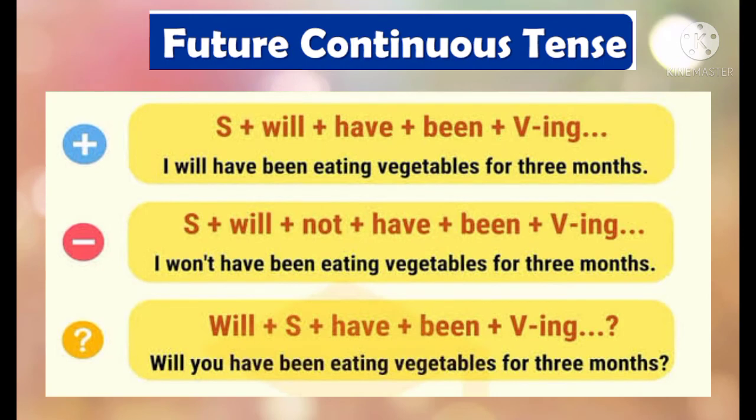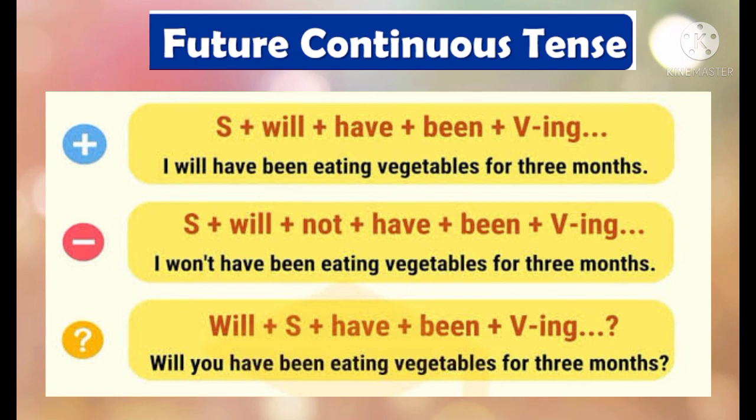So for positive or affirmative sentences, we'll write subject first, then will, then have, been, and ing form of the verb. For example, I will have been eating vegetables for 3 months. For negative sentences, we'll write subject, will, and not, as not is a negative expression, have been, and ing form of the verb. For example, I won't have been eating vegetables for 3 months.